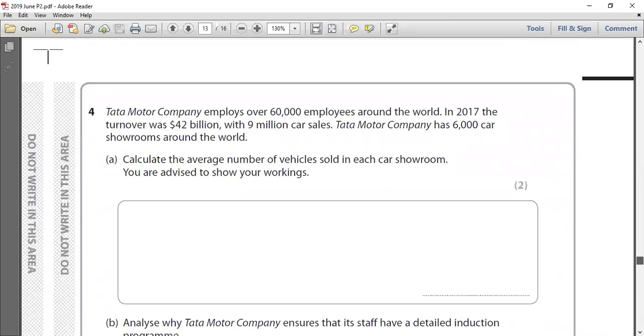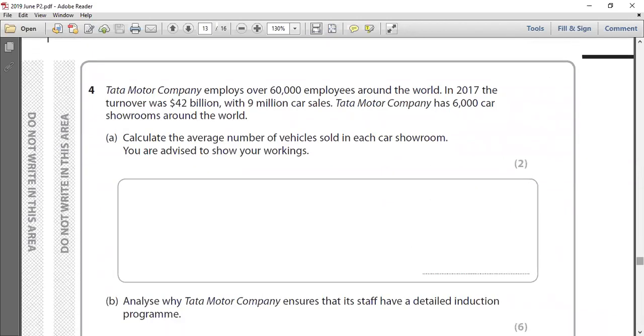First of all, the second part, this one, the 2 marker question, calculation. Here they're giving again: Tata Motor Company employs over 60,000 employees around the world. In 2017, the turnover was 42 billion US dollars with 9 million car sales. They have given a revenue value of 42 billion and a sales quantity of 9 million, and the Tata Motor Company has 6,000 car showrooms all around the world.